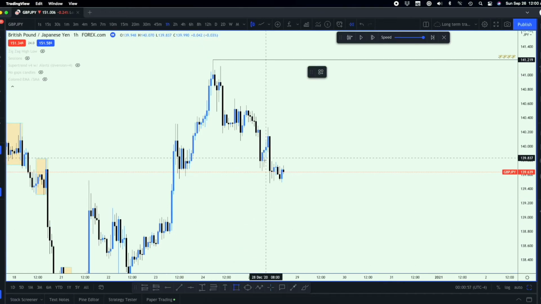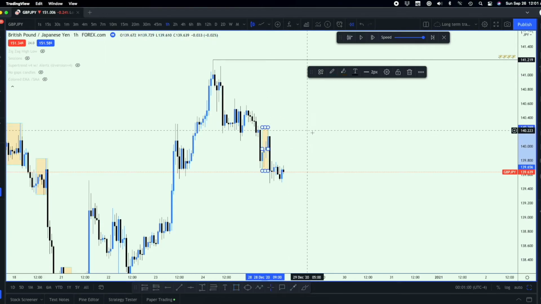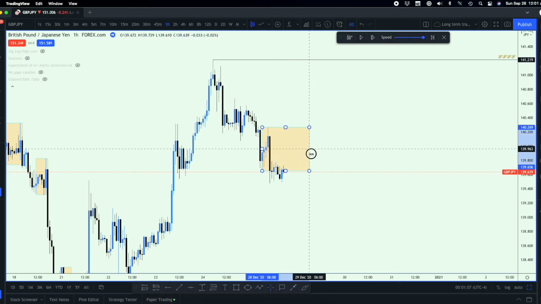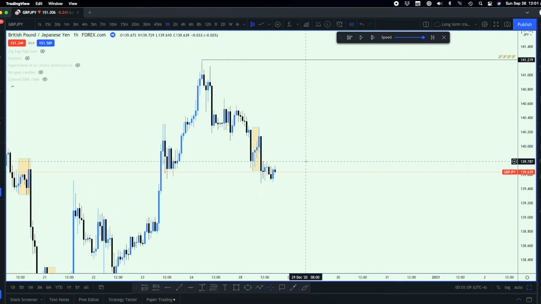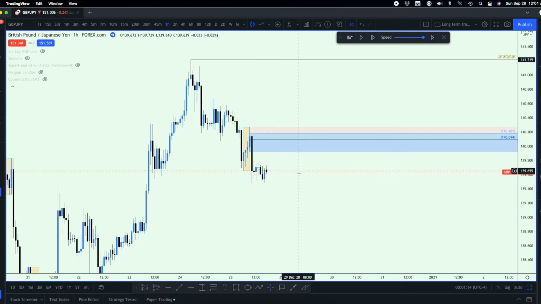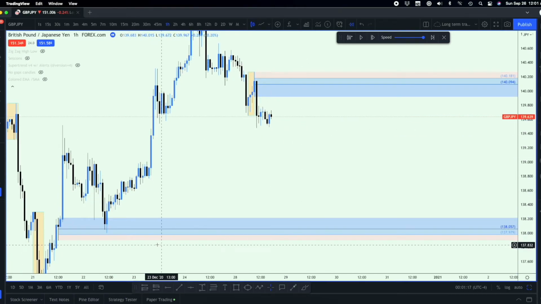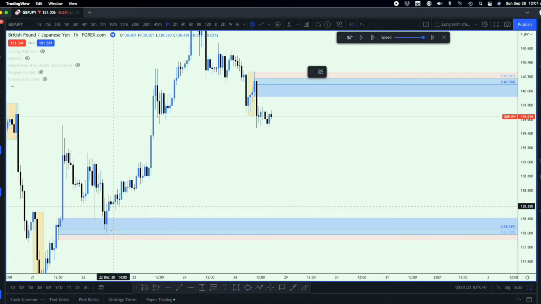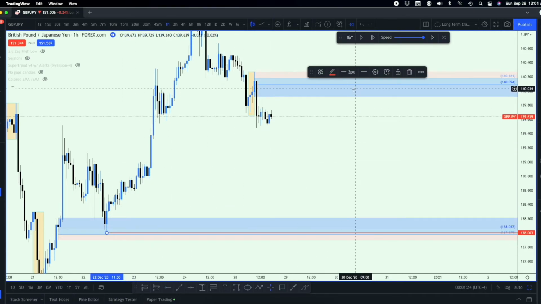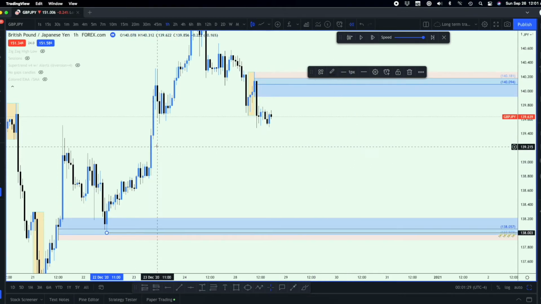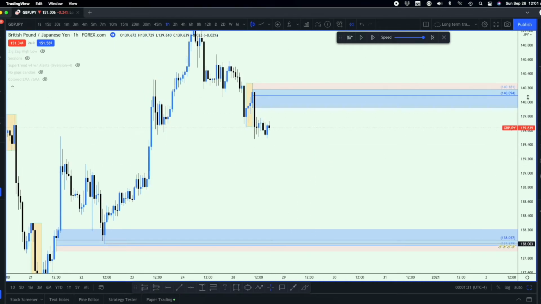I do see an MB here. Do see an MB there. I don't know how low it's gonna go, but I will target this low here. Don't think it's gonna go that low. I actually think it's gonna come down and fill some of that imbalance right here and then shoot back up. That's what I'm noticing with GJ.